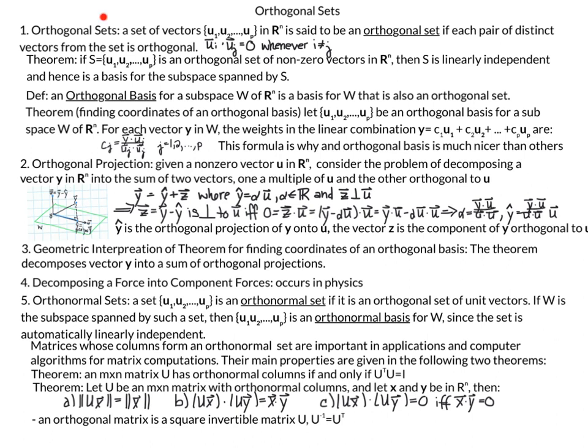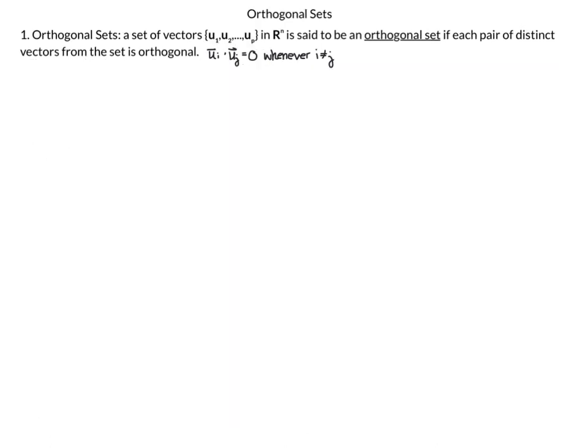We're ready now to start with our definition of an orthogonal set. If we have a set of vectors u1, u2 up to up, it is said to be an orthogonal set if each pair of distinct vectors from the set is orthogonal. In other words, when you dot one of these vectors with another vector in the set, it'll always be 0, as long as i does not equal j.